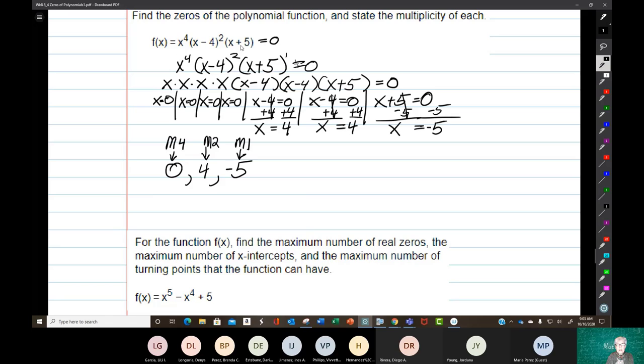Okay, notice that the degree of this polynomial, just talking about the leading term now, is going to be x to the fourth times x squared times x to the one, which means we'll have x to the four plus two plus one, which is x to the seventh. So the degree of this is seven, and so four plus two plus one does equal seven individual zeros, even though the zeros occur four times, the four occurs twice, and negative five occurs only once.